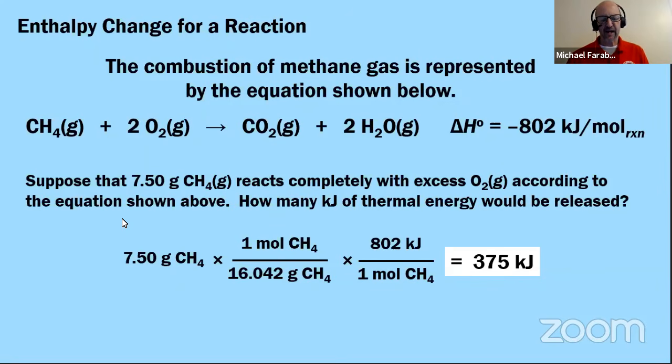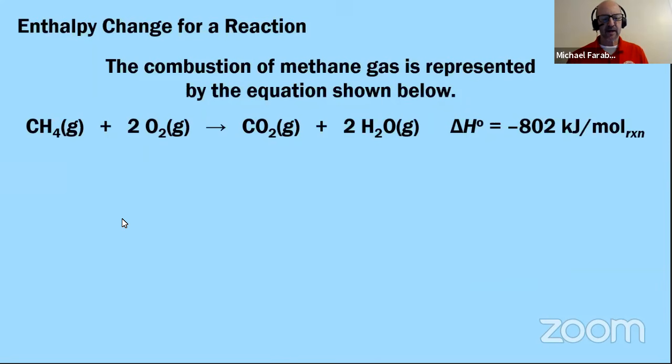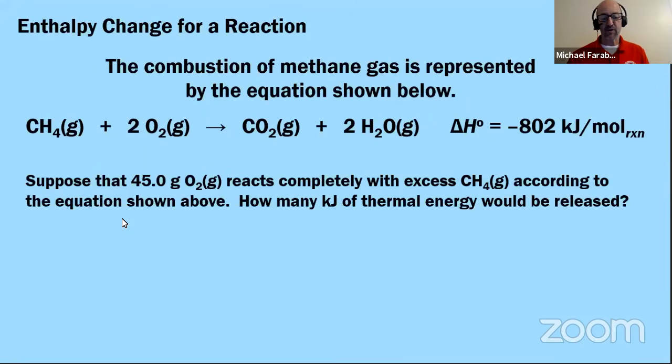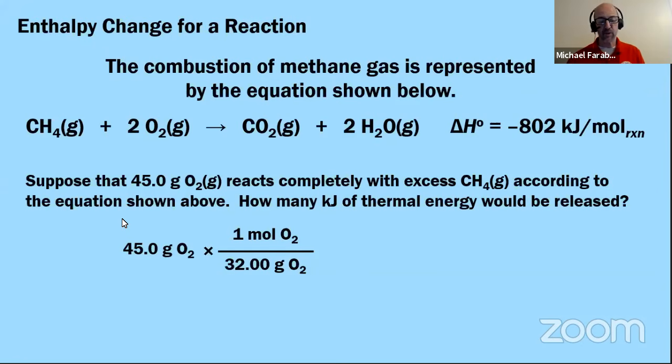All right, we'll try one more like that. This time I will give you grams of a different chemical. Suppose that 45.0 grams of oxygen reacts completely with excess CH4. According to the equation shown above, again, how much heat is released, how many kilojoules of thermal energy? There are 32 grams of O2 in 1 mole. Now, the most common mistake that students would make is, especially after they saw this last example that I showed you on the previous screen.